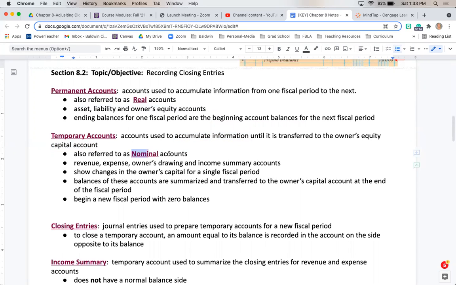Our temporary accounts are only accumulating information until we close them into our capital account. These are referred to as nominal accounts. That is all of our revenue and expense accounts, our owner's drawing account, and finally, the income summary account, which is going to be used in this chapter. All of the changes from these accounts are going to be reflected in our owner's capital account, because that is a real account. It's permanent. It's not closing. These temporary accounts we're going to close, zeroing them out, so that we can start the balances of the next year at 0.